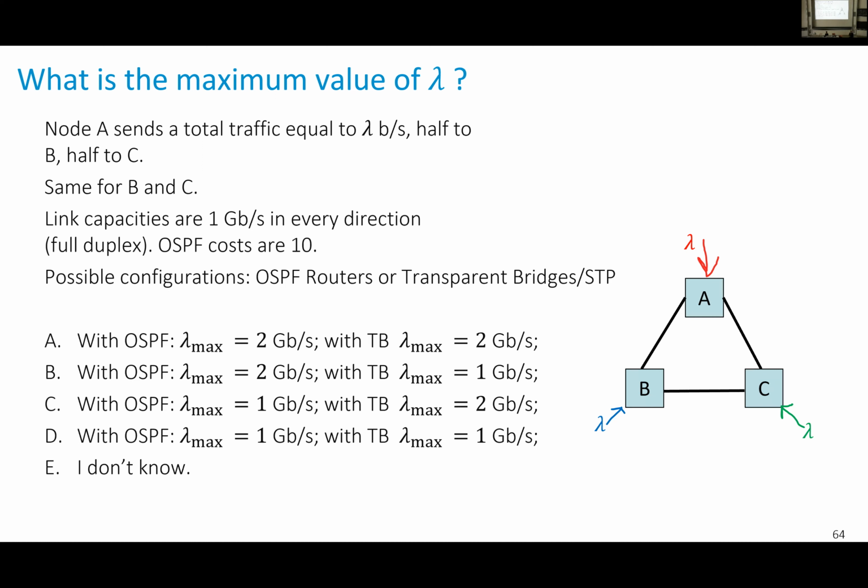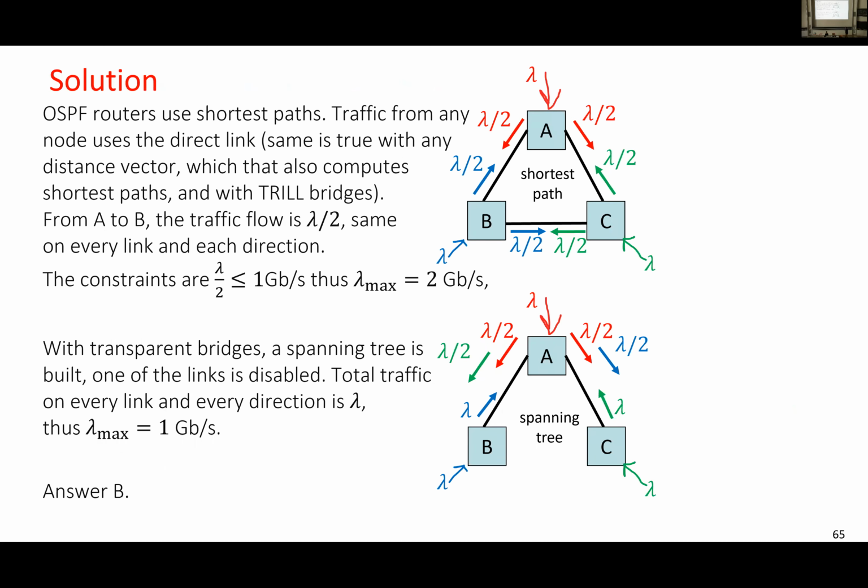I close the poll in a few seconds. Closing. And the majority says B, which is the correct answer. Well, here's a way to visualize the constraints. If we use OSPF, then the network will use all the paths. For example, to go to C will go this way, to go to A will go this way. So the blue traffic will be split into two, and the constraints are obtained by saying lambda over 2 is less than 1. Similarly everywhere, so we have 6 constraints, and they're all of this form. So lambda is less than 2. If we want to maximize lambda, the answer is 2.